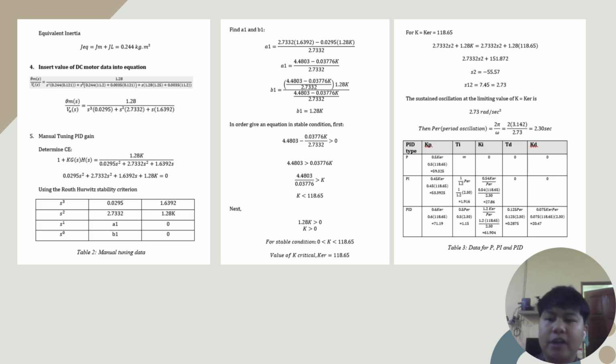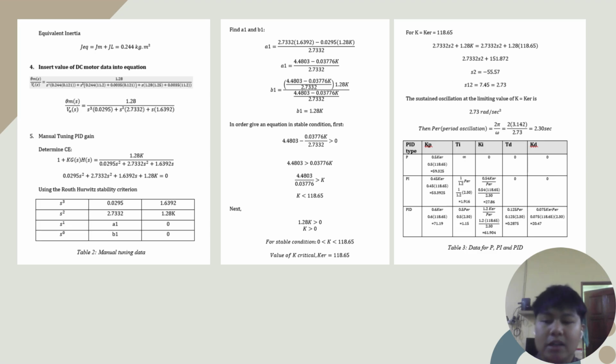Next, after deriving the transfer function, the Ziegler-Nichols tuning method was applied to determine the controller gains. The first step was to identify the stability limit of the system using the Routh-Hurwitz stability criterion. From the Routh table, the range of stable gain was obtained and the critical gain, denoted as KCR, was determined. At this value, the system operates at the boundary of stability and exhibits sustained oscillation. Using the critical gain, the oscillation frequency was identified and the period of oscillation was calculated. These two parameters are essential for applying the Ziegler-Nichols tuning method.